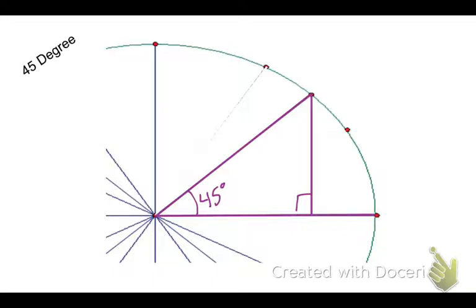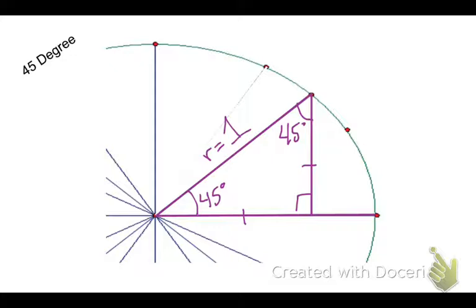Now, since the angle at the bottom of the triangle closest to the origin is 45 degrees, and this is a right triangle, that means the angle closest to the coordinate is also 45 degrees, which means these two side lengths have to be congruent. The other piece of information I know is that my radius is 1 unit long.